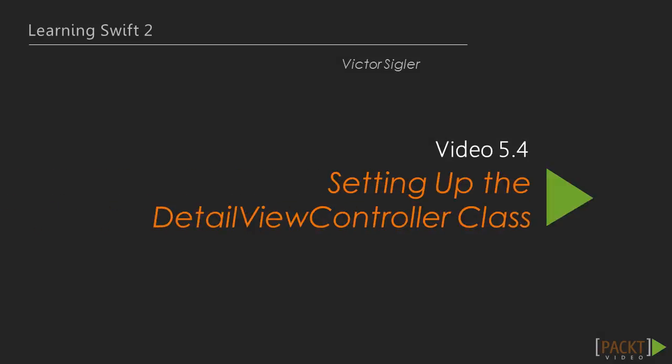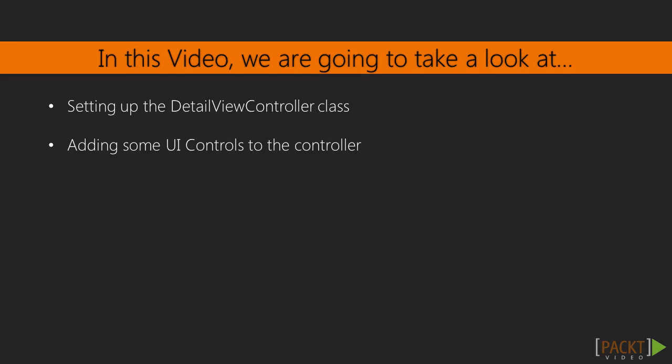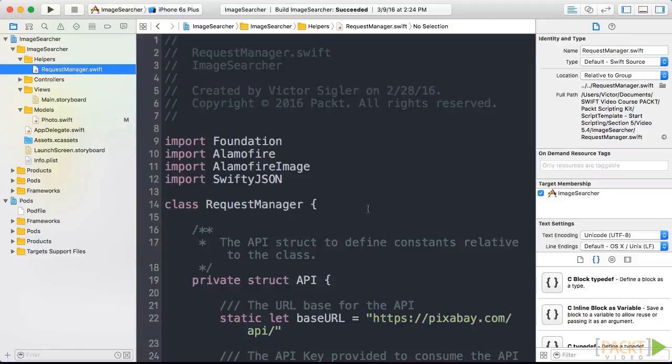In the previous video, we looked at how to set data for each cell in Table View. In this video, we're going to take a look at how to create the DetailViewController to display details about photos, and whatever we add. UI labels show information about the photos. Let's start creating the DetailViewController.